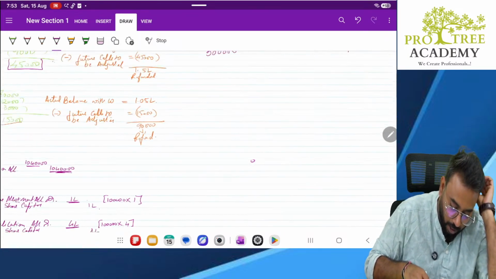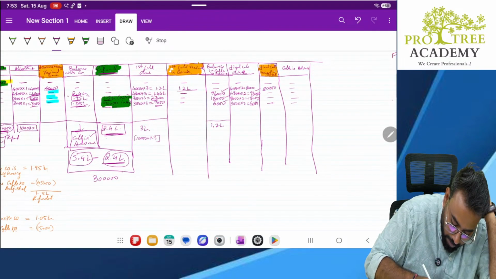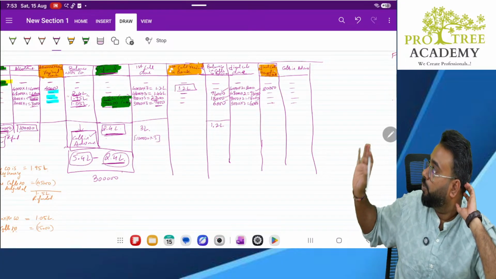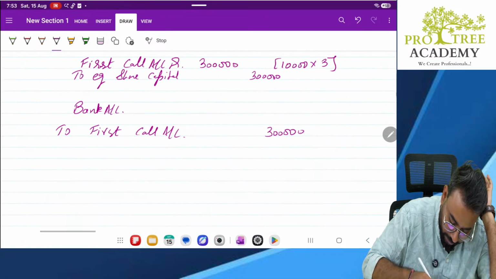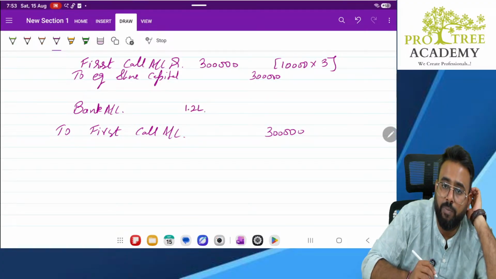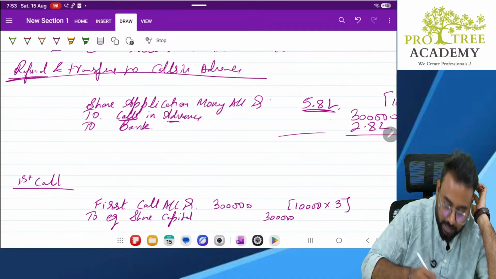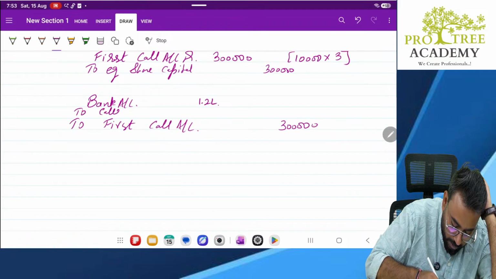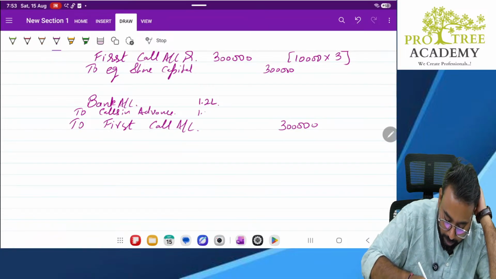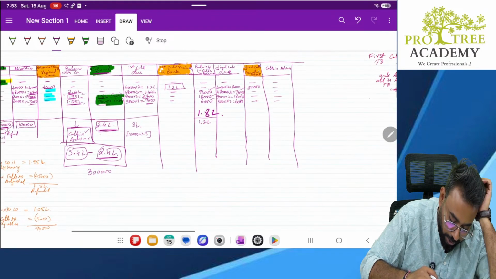But go back. How much money did you actually receive in the bank account? Sir, we received only 1.2 lakhs. So bank will be debited with 1.2 lakhs. What happens to the remaining, sir? Sir, the remaining is sitting in our calls in advance. That we will adjust against calls in advance. To calls in advance. How much? 1.8 lakh. 1.8 lakh. Sir, how did you get that, sir?